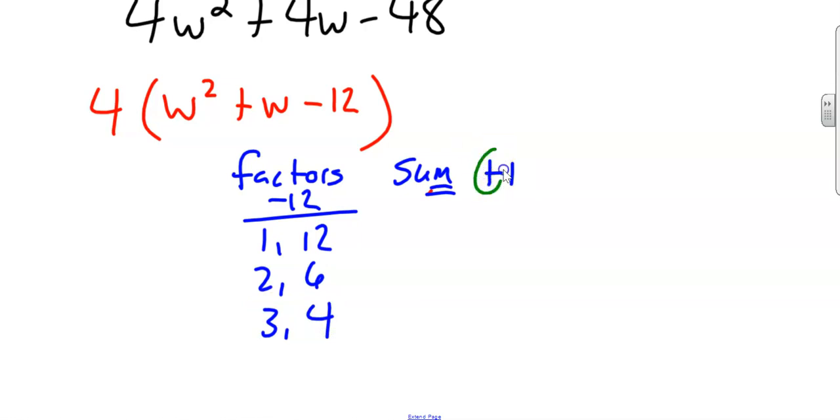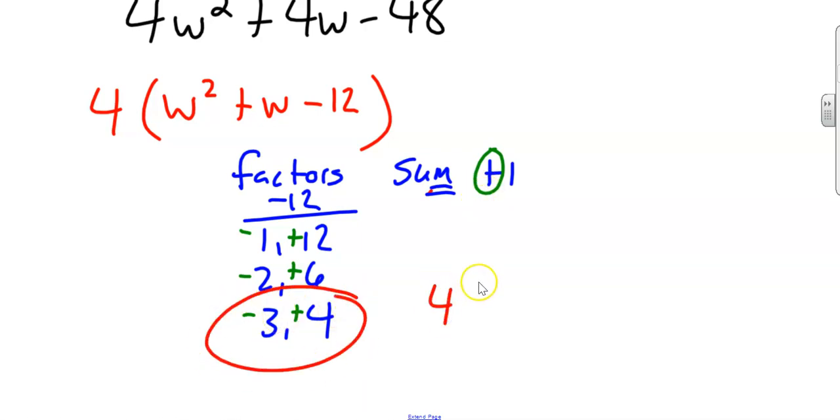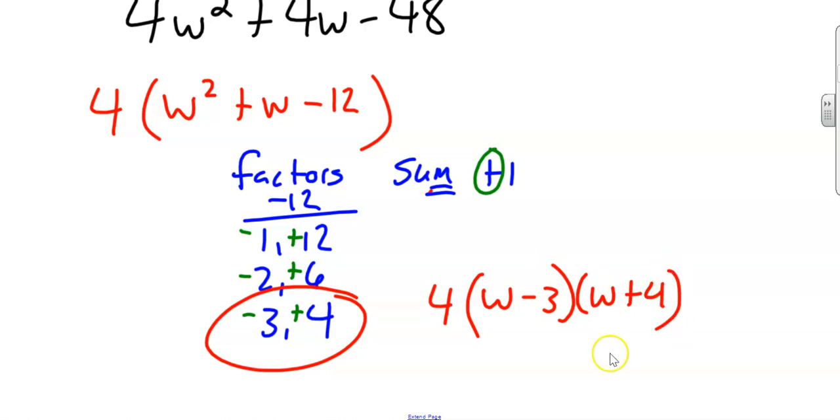Okay, and again, the b term is positive, so that has to go with the bigger number. And if you do a negative divided by positive, it makes the other number a negative. And the pair that'll give you +1, that's the 3 and the 4. So it's 4 times w minus 3 in one parentheses and w plus 4 in the other.